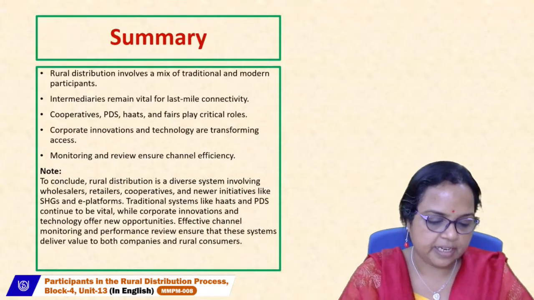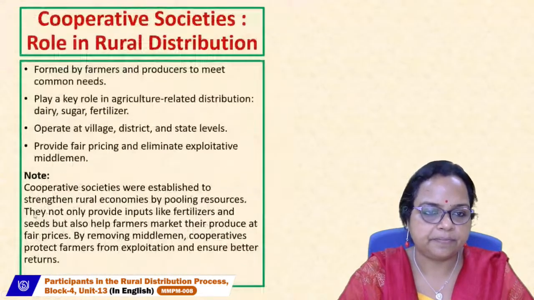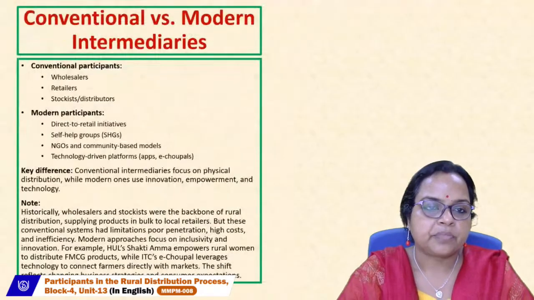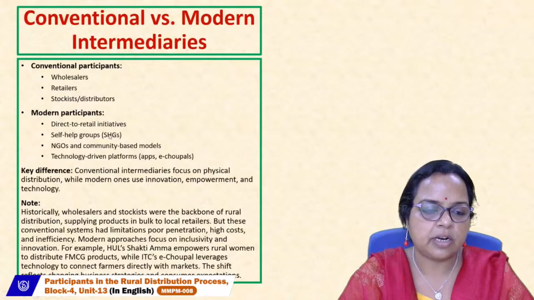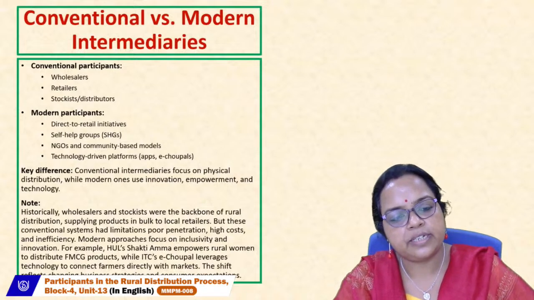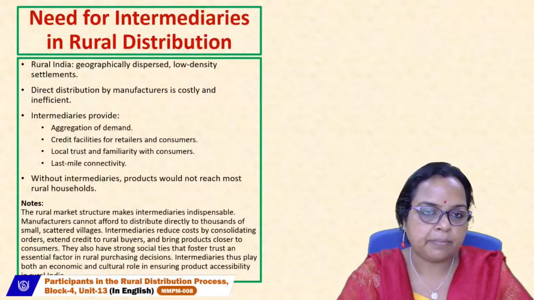Let's summarize this entire unit. We have started with conventional and modern intermediaries, where you understood about wholesaler, retailer, and stockist, and the day-to-day practices like two models. One is direct to retail initiative and self-help group. Then, what is the requirement of intermediaries in rural distribution?